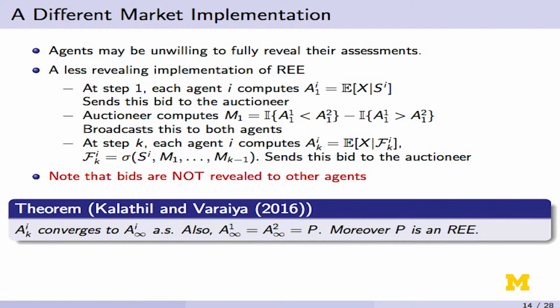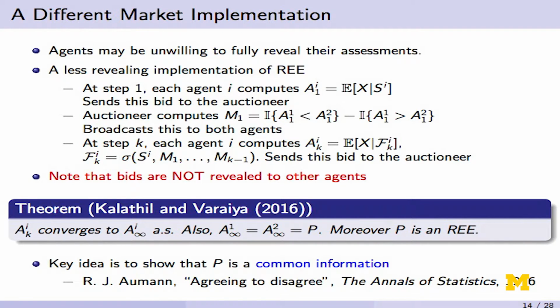So they will eventually converge to a uniform price, and that will also be a rational expectation equilibrium for the same reason as before, because all this stuff converges to M infinity. And the key idea behind all of these things is to show that P is common information. That's sort of Aumann's work.